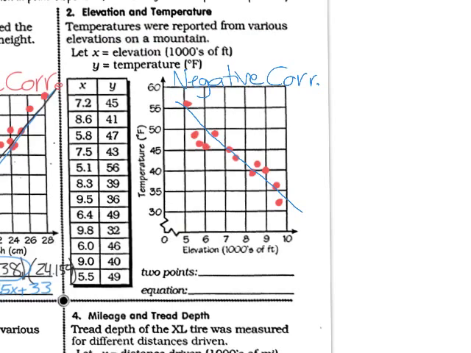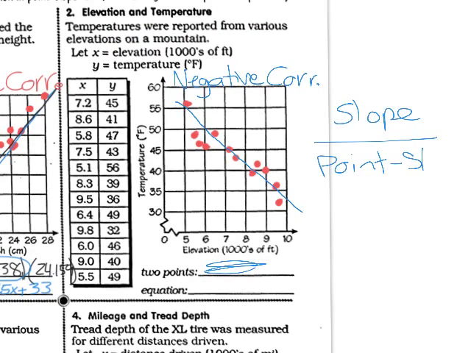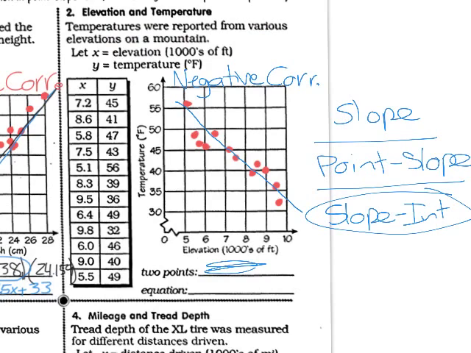And again, I could find 2 points off the trend line and put them down here. I could do my slope. Once I found my slope, do my point slope. And then after my point slope, I solve down for my slope intercept. And that's ultimately our final answer. I'm not going to go through all of that.